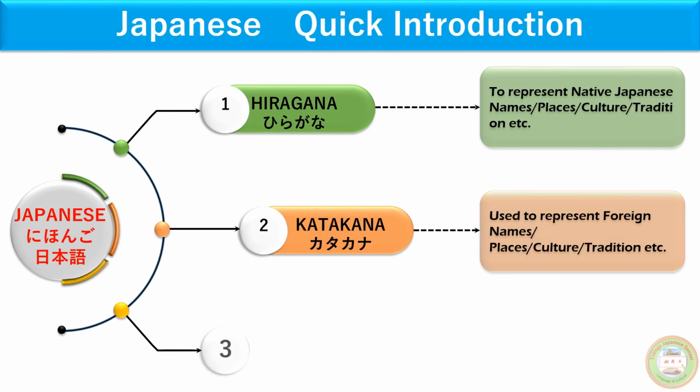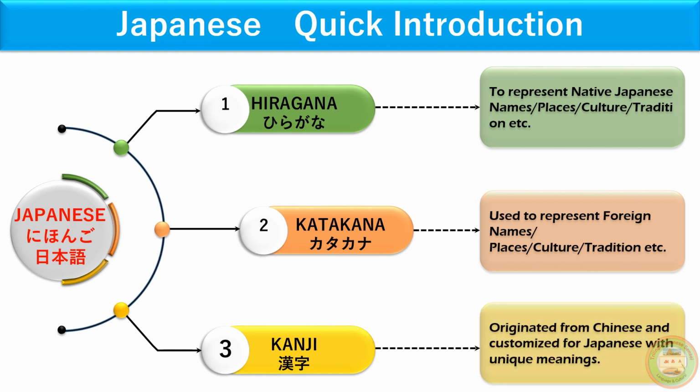The third most important part of Japanese is kanji. These are characters borrowed from Chinese. Each kanji represents both a meaning and a pronunciation. Here, kanji have one or more pronunciations according to the place in which it is used.